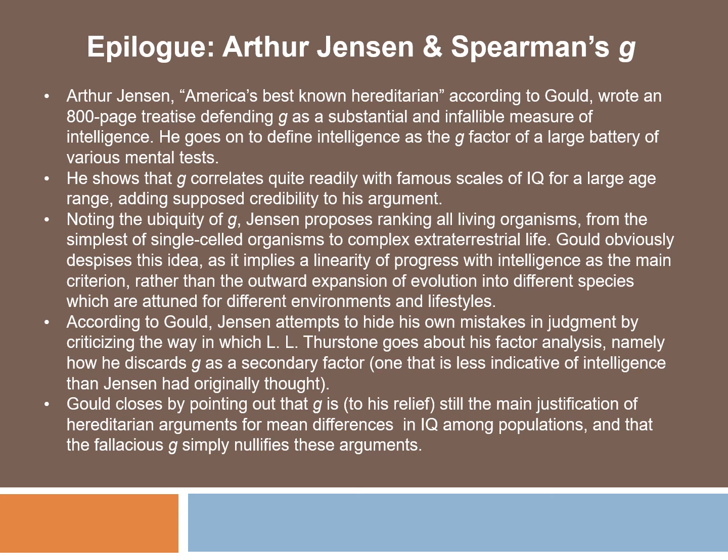So Gould closes by pointing out that G is, to his relief, still the main justification of hereditarian arguments for mean differences in IQ among populations, and that the fallacious G simply nullifies these arguments, right? Because it's based off of that simple logical fallacy, right? That there really is no determinable, simple, general factor that exists between all human groups, right?